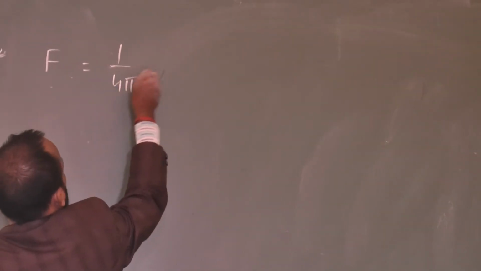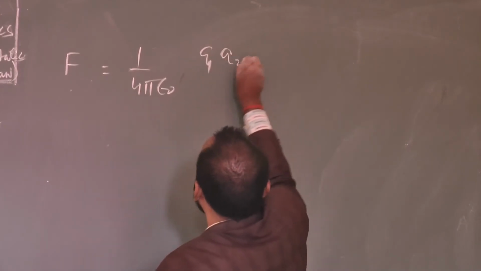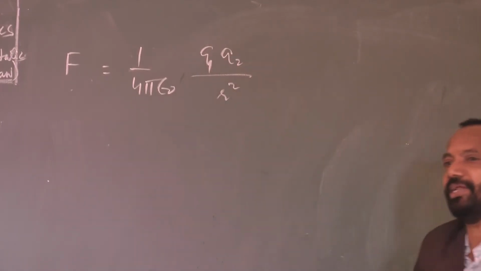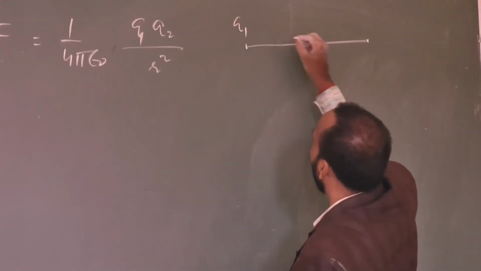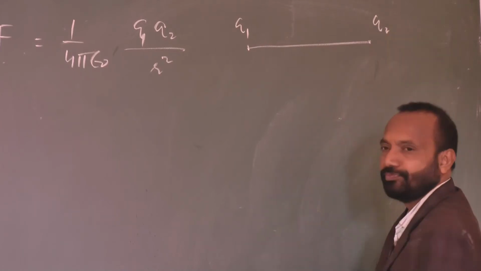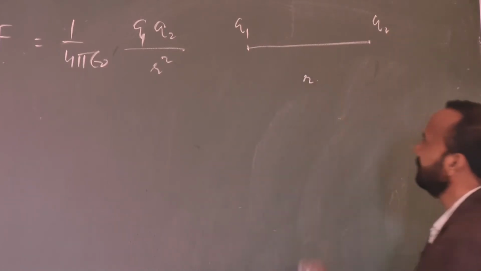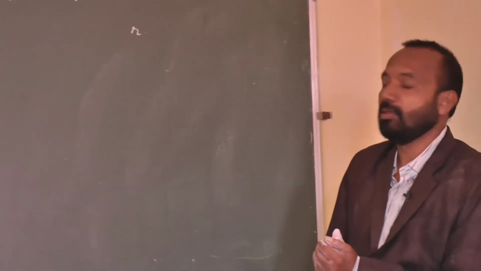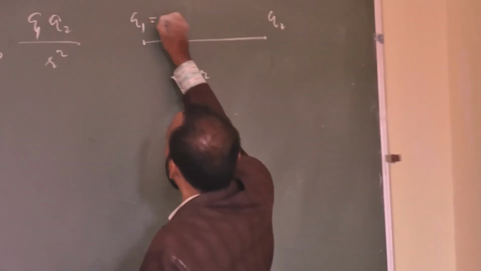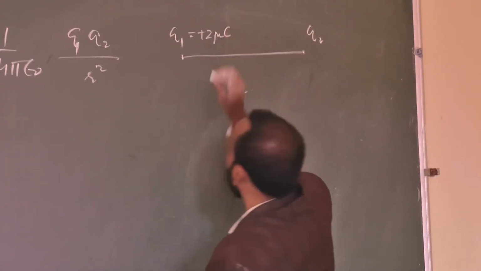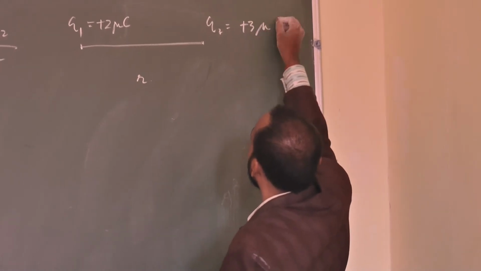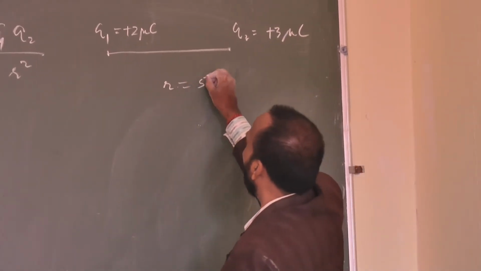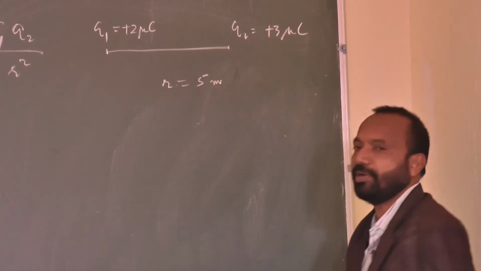Suppose Coulomb force F is equal to 1 by 4 pi epsilon naught Q1 Q2 by R square. Now let us consider two charges, charge Q1 here and charge Q2 here. In between, at distance R, the force of interaction will take place. Let Q1 be plus 2 microcoulomb, Q2 be plus 3 microcoulomb, and the distance be 5 meters.